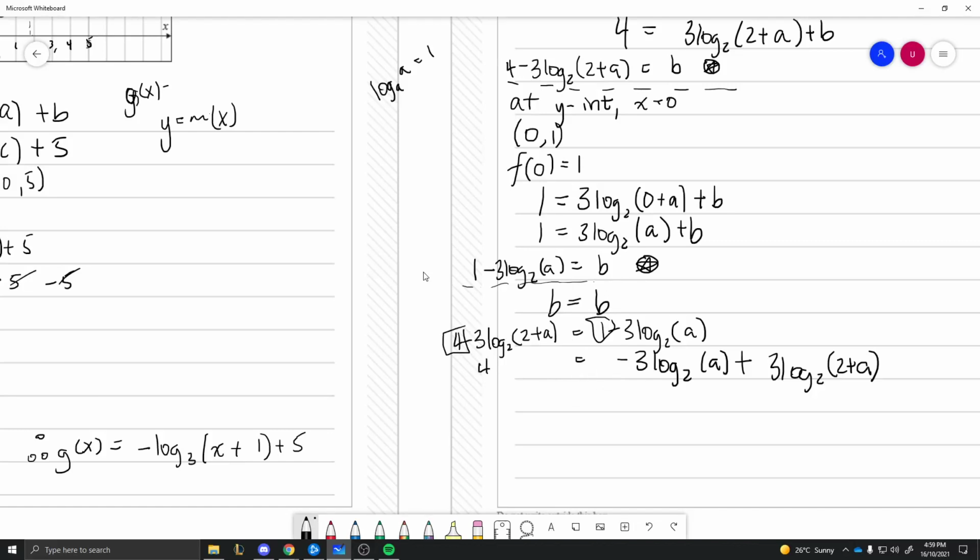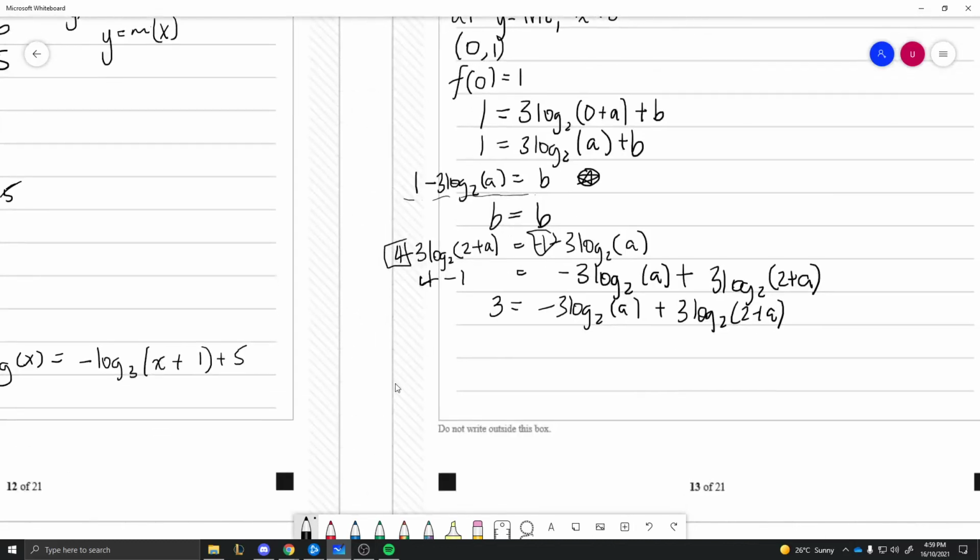So let's just get this positive 1 and put it on this side of the equation. So you end up with positive 4 from this side, and then because this is positive 1, you'll make it minus 1. 4 minus 1 equals this. 4 minus 1 is 3, 3 equals negative 3 log base 2a plus 3 log base 2 plus a. And now there's 3 in both of these functions, so we can take the 3 out. So 3 equals 3, and then negative log base 2a plus log base 2 plus a.